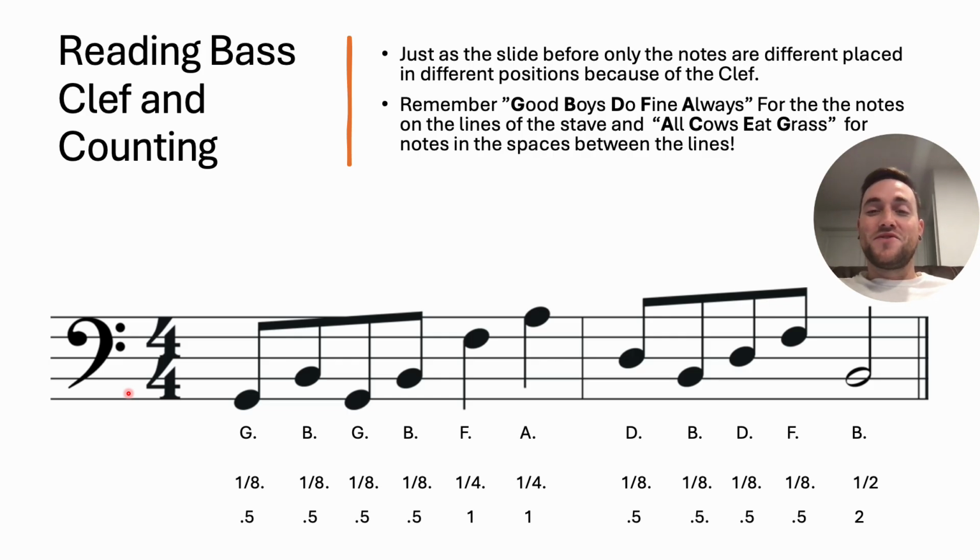Remember that Good Boys Do Fine Always is for the notes on the lines at the end of the staff, and All Cows Eat Grass is for the notes in the spaces between the lines. So pretty easy to remember here. We've got a G for Good Boys Do Fine Always, a B, a G, a B, an F, and an A. All right, pretty simple here. None of them go past the A.